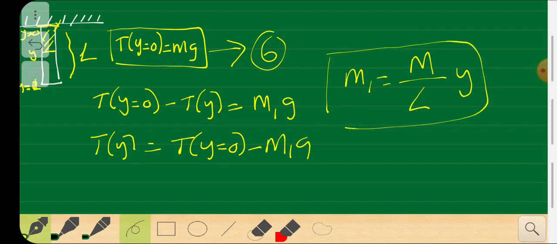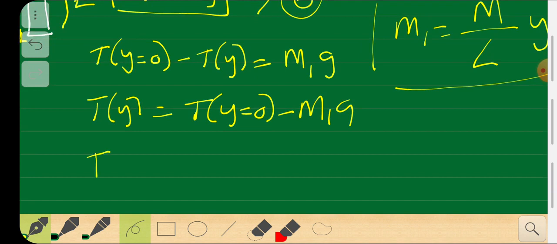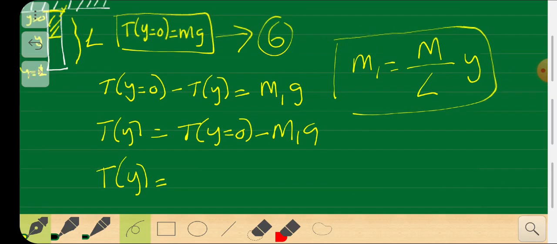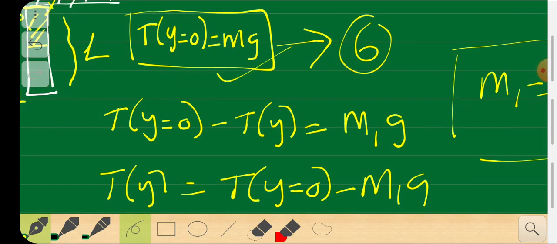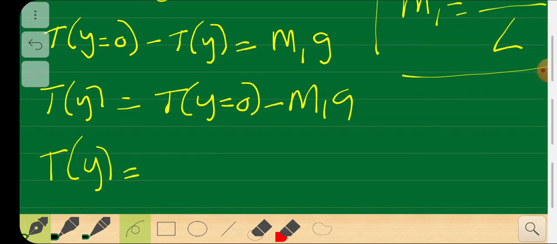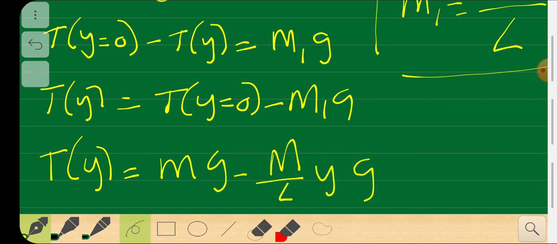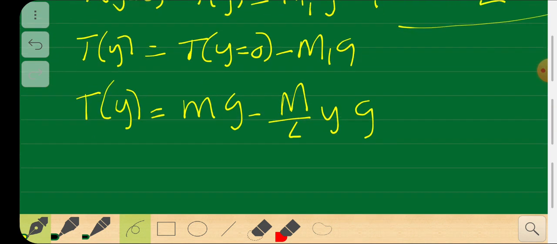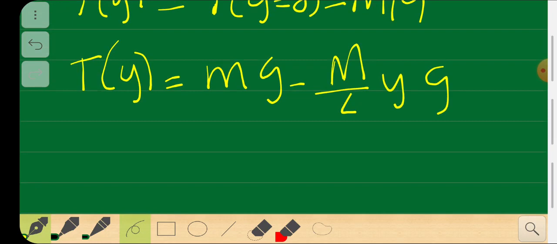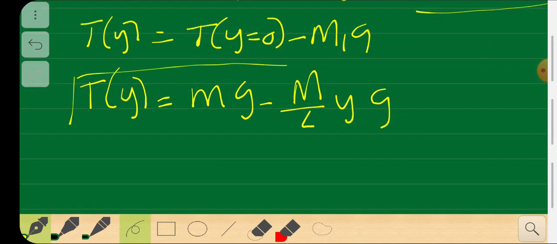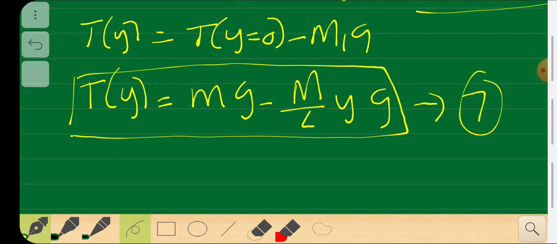Now you can substitute that m1 back into this equation, and you get T of y must be equal to T of y at 0. What is T of y at 0? T of y at 0 is mg, so we can substitute that back as well. So you get mg minus m by L y g, which is m1 g. Okay, we got T here. This is called the equation of tension for the suspended string. So we found that out as well.